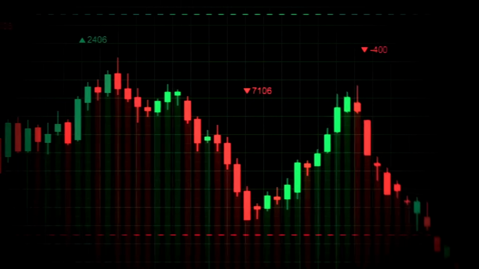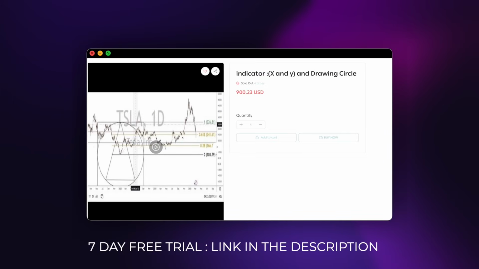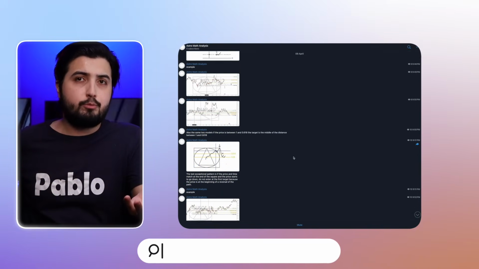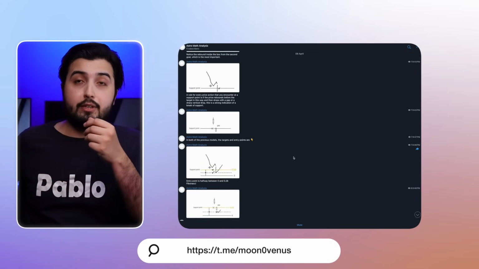So, is it worth trying? That actually depends on your trading style. If you're the kind of person who likes exploring alternative charting methods, or you're just curious about how time-based models work, this system might be interesting. Just remember, it's not a quick money method. It doesn't promise profits, and like any trading tool, it carries risk. But the 7-day free trial means you can explore it with no commitment. You can ask questions in the support group, and you can see how or if it adds value to your analysis. So that's a wrap on the Astromath analysis.